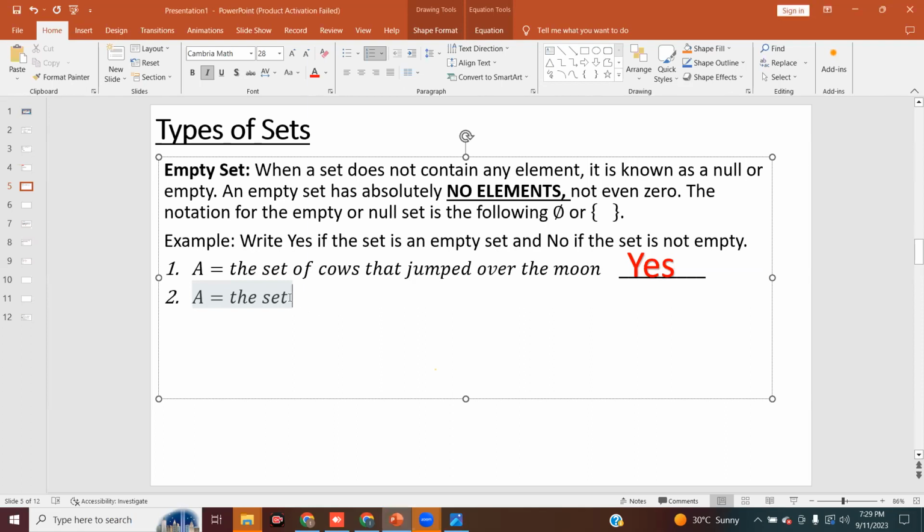So the set of whole numbers between 5 and 6. Is that empty or is that not empty? Not empty. That's not empty? That's empty. And then between 5 and 6.